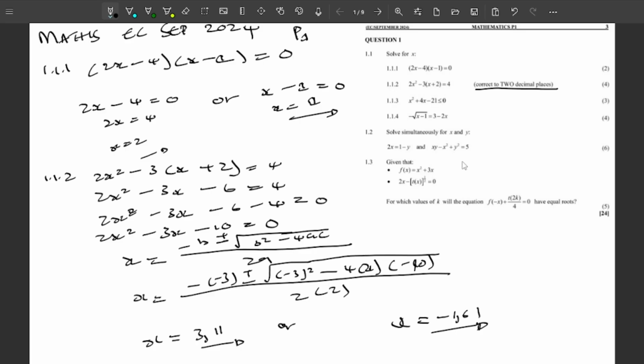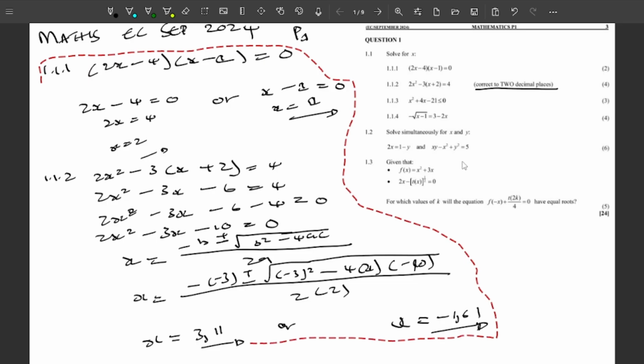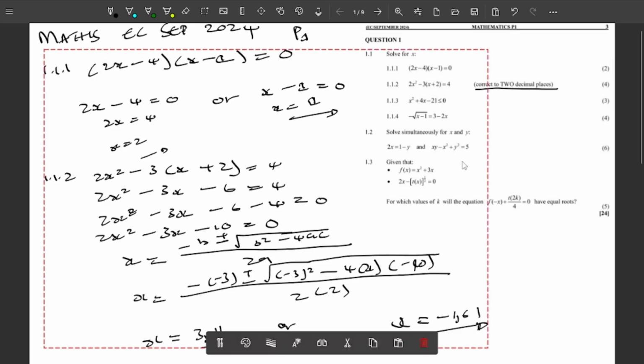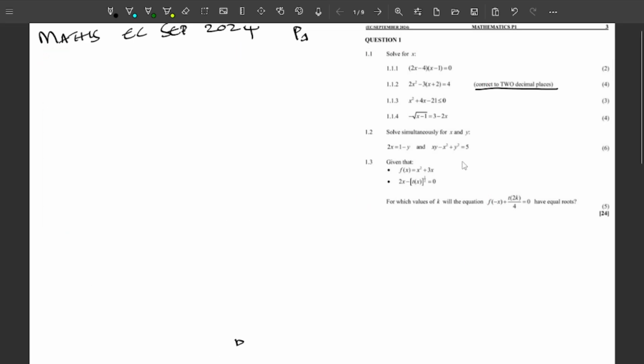Alright, now coming to 1.1.3. It's an inequality type of question. This is the one where we know we're going to have to involve inequalities to solve it. Right. So 1.1.3 states x squared plus 4x minus 21 is less than or equal to 0.